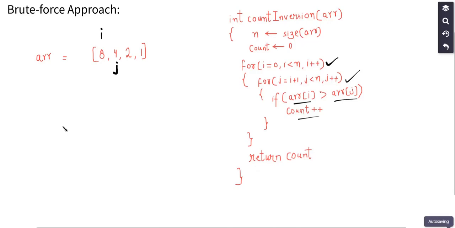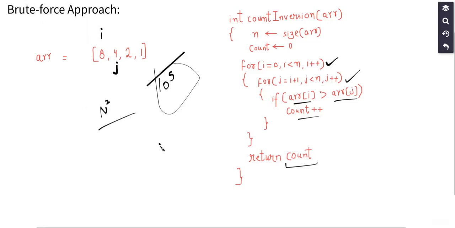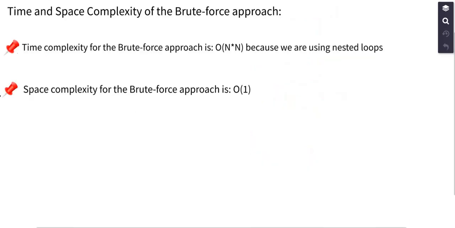What is the problem with this approach? Although the approach gives the right answer, the time complexity is quadratic, that is big O of n square, and hence it will not work for an input size of 10 raised to the power 5, which is the input size given in the problem. Hence we have to improve upon the time complexity. Okay, so this is the time and space complexity for the brute force approach. The space complexity is constant because we are not using any extra space here.